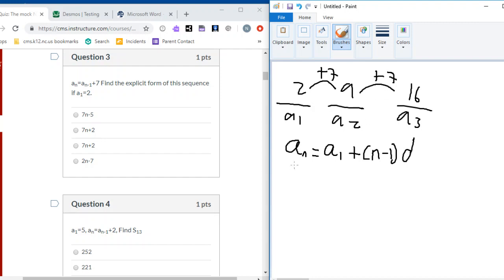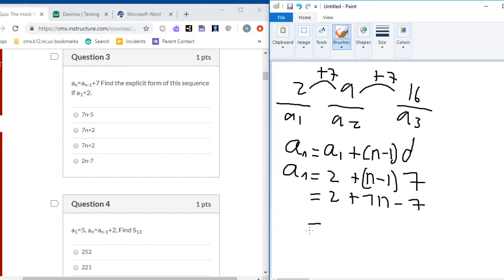So a_n is equal to a1, which is 2, plus n minus 1, we keep it the same, times d, which is 7. Now, this is the right answer, and just because we don't see this as a multiple choice option doesn't mean that this isn't right. We just have to convert it if the answer choice isn't in this form. So how do we convert it? We just distribute the 7. a_n is equal to 2 plus 7 times n is 7n. 7 times negative 1 is minus 7. 2 minus 7 is negative 5, so it's equal to 7n minus 5, giving us answer choice A. Okay.